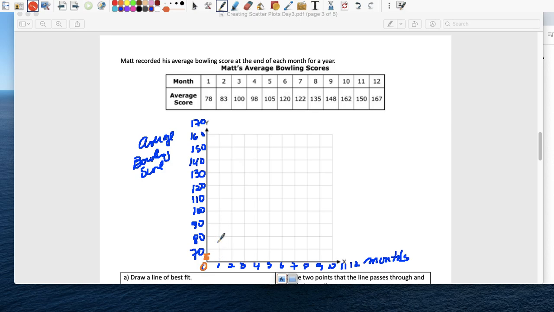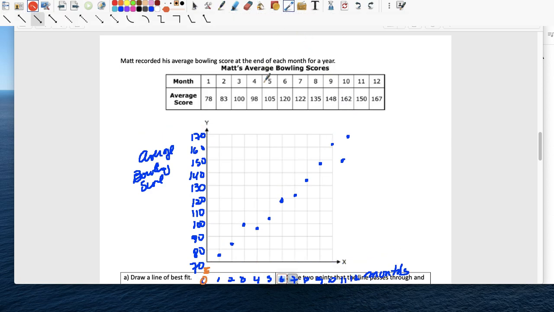So again, for 1 month, I get 78, which is about here. 2 months, he's at 83, which is about here. 3, he's at 100. 4, he's at 98, which is just a little lower. 5, 105. 6 is 120. 7, 122. 8, 135. 9, 148. So it's definitely positive, very strong correlation. 10, he's at 160. 11, he's at 150. And 12, he's at 167, right about here.